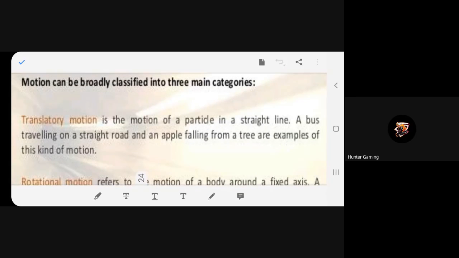Translatory motion is the motion of a particle in a straight line. A bus traveling on a straight road and an apple falling from a tree are examples of this kind of motion. So what is important over here? Straight line. Translatory motion is always in a straight line. A bus moving on a straight road, an apple falling from a tree in a straight line. All these are examples of translatory motion. Is it okay with all of you?